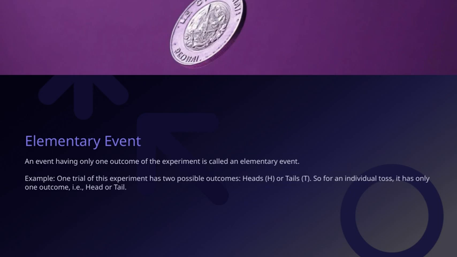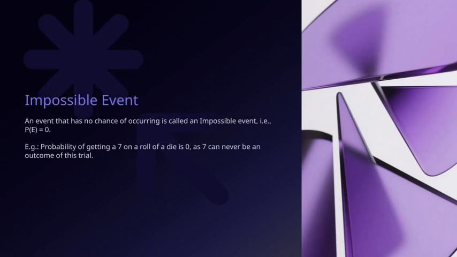An event that has no chance of occurring is called an impossible event. So, in terms of probability, we write this as P(E) = 0. This means that the likelihood of this event happening is 0, essentially impossible. For example, imagine trying to roll a 7 on a standard 6-sided die. It's simply not possible because the die doesn't have a 7.